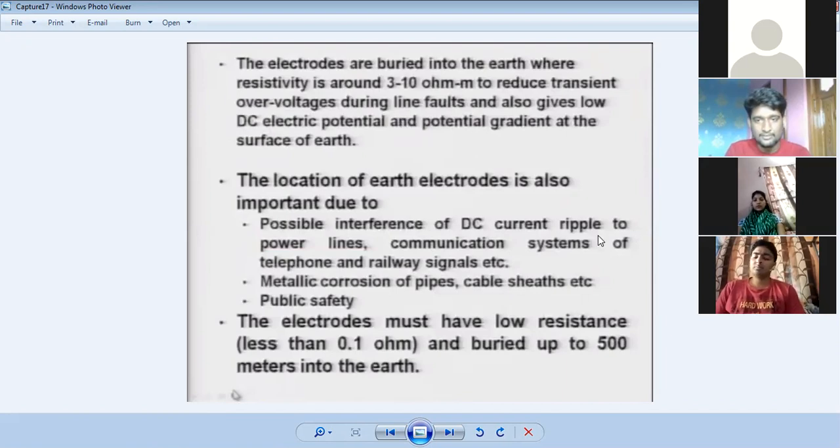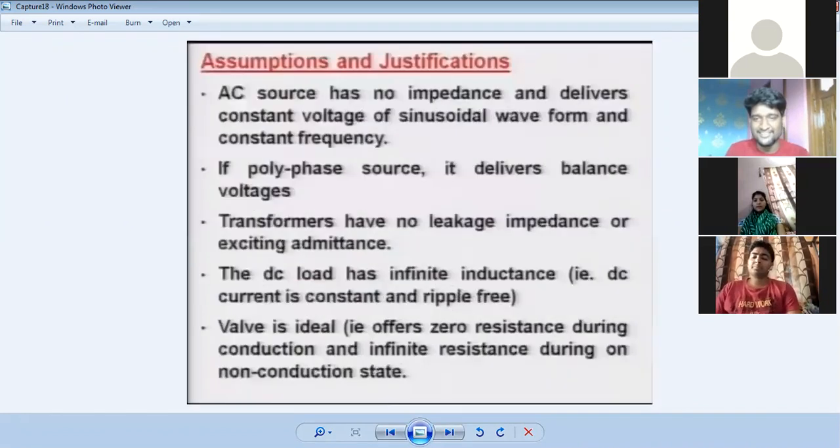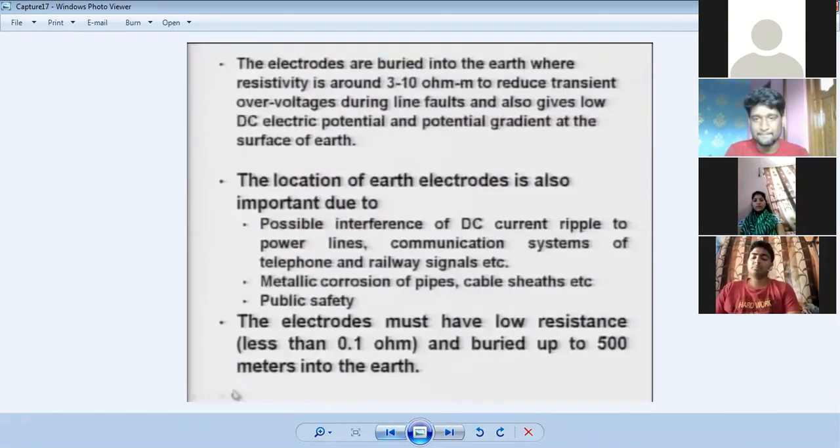Next is our choice of voltage level. This is a very important thing. Choice of voltage level is how much voltage we need, how much voltage we can measure. Suppose for a bipolar system we have to transmit 1000 megawatt power. Listen very carefully. So we have to transmit 1000 megawatt power for a bipolar system.